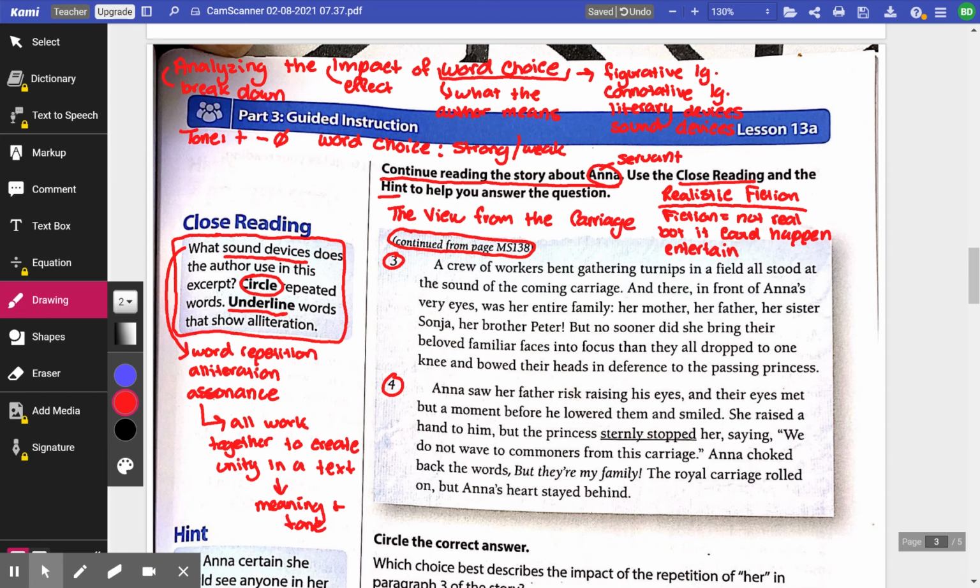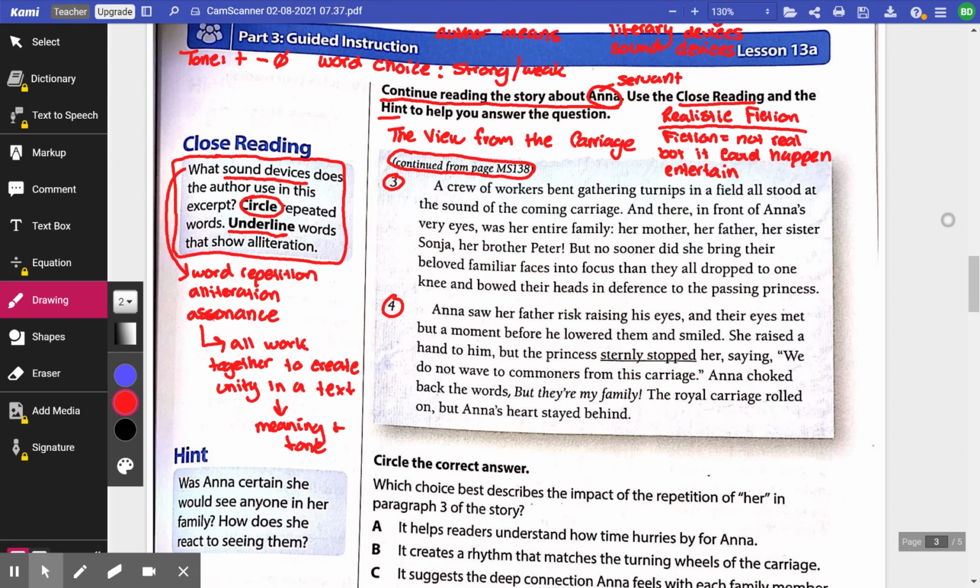So we know what our close reading has told us. We're going to have to go back through the passage and circle repeated words and underline words that show alliteration, so our consonant sounds. So I want you to take a minute, read over this one more time, and this time I want you to circle words that are being repeated, words or phrases, and I want you to underline words that have alliteration, so the repetition of the consonant sound. So pause the video, take a minute and do this, and we're going to come back and go over it together.